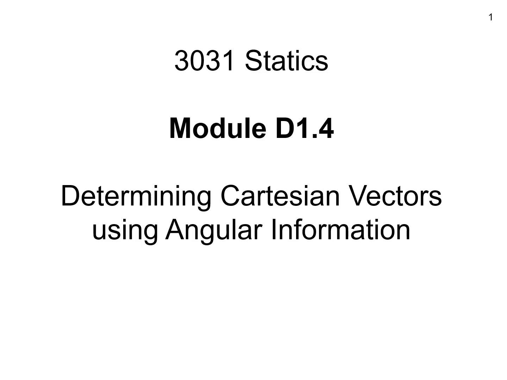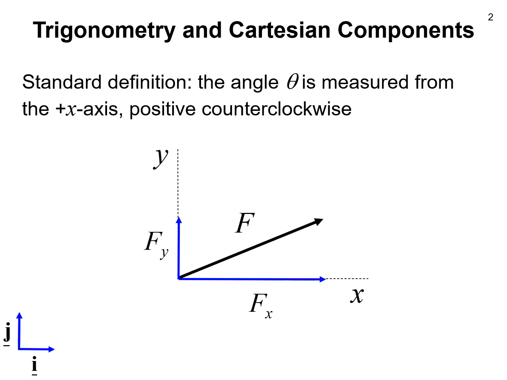In this slide, we will understand how to determine Cartesian vectors using angular information. So the first thing we'll do is discuss a standard convention, and the standard convention is often shown in many math and physics and mechanics books.